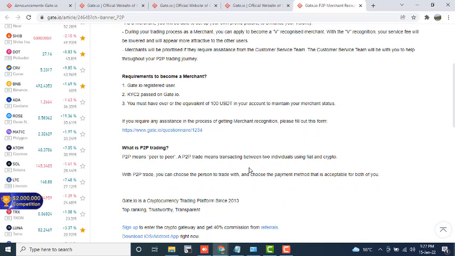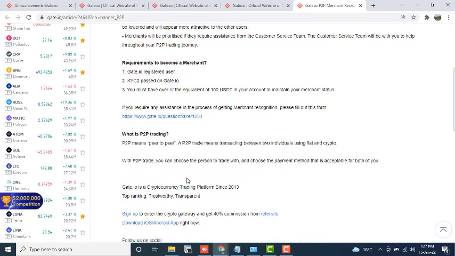So let's see what P2P trading is. P2P means peer-to-peer trading. A P2P trade means a transaction between two individuals using fiat and crypto. Hope you understand what P2P trading is. With P2P trades, you can choose the person to trade with and choose the payment method that is acceptable for both of you.